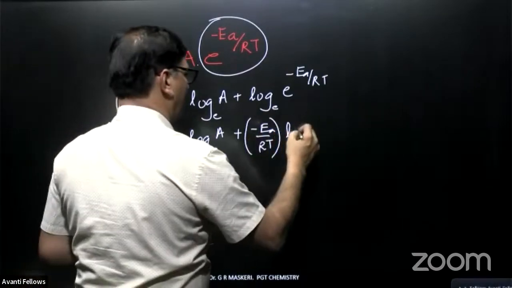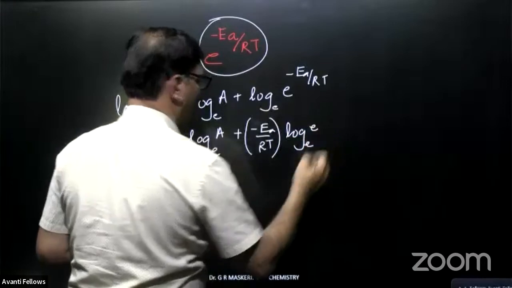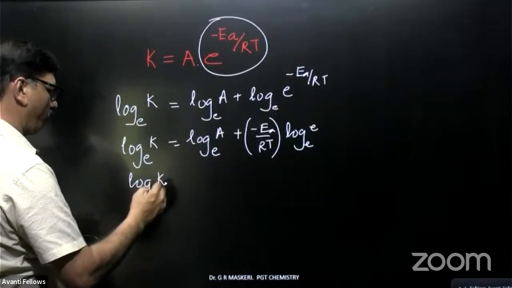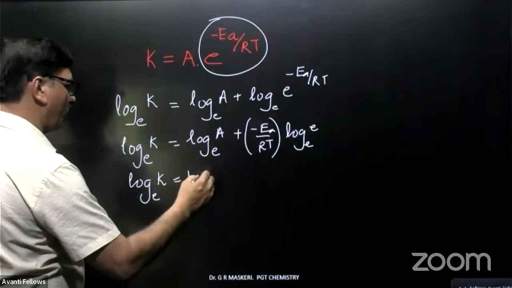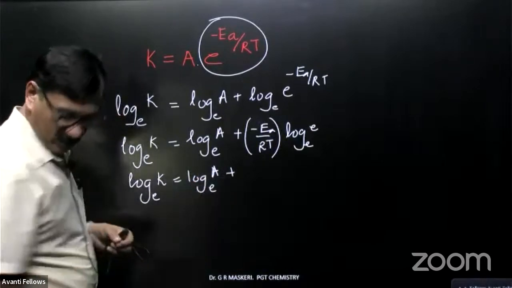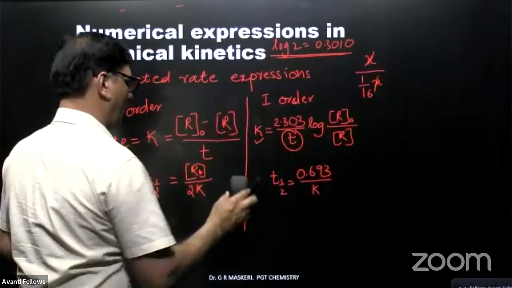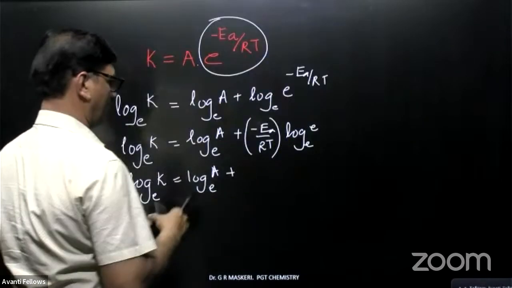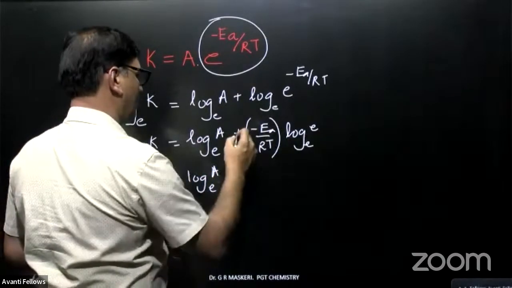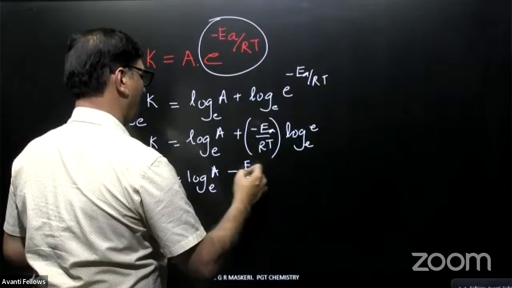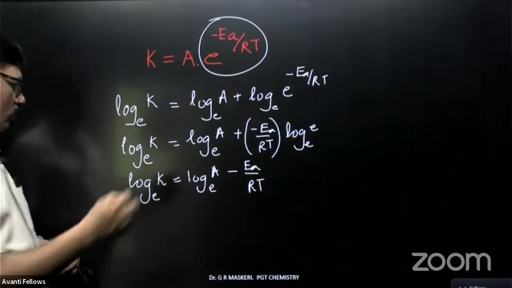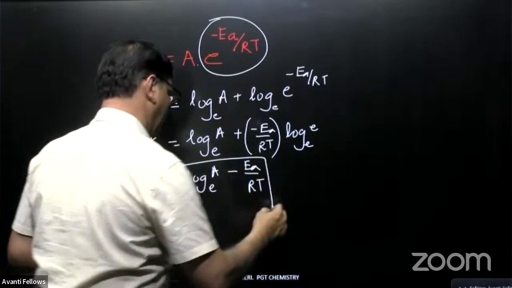So log of e to the base e. These are all derived, but it is important to recall them often. It is equal to log of A to the base e plus or minus, this is minus, minus Ea by RT, and log e to the base e is 1. So this is again a useful expression.